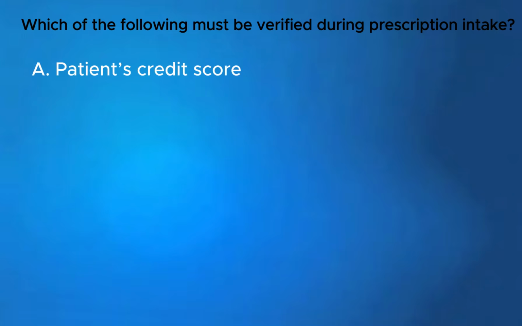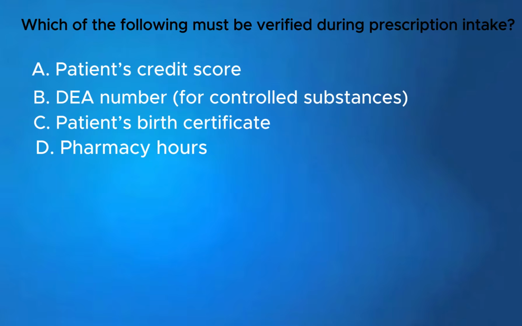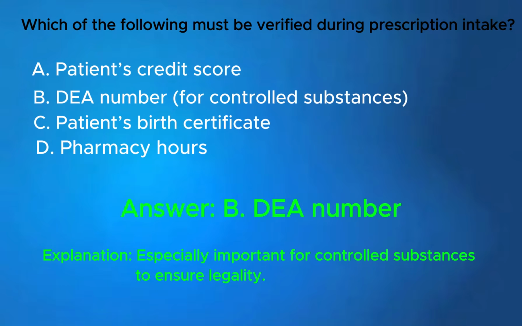Should we take the patient's credit score, the DEA number for controlled substances, and DEA represents the Drug Enforcement Agency? Should we gather the patient's birth certificate and also pharmacy hours? Which answer do you think is correct? If you answered B, DEA number, that is absolutely correct. Especially important for controlled substances to ensure legality.